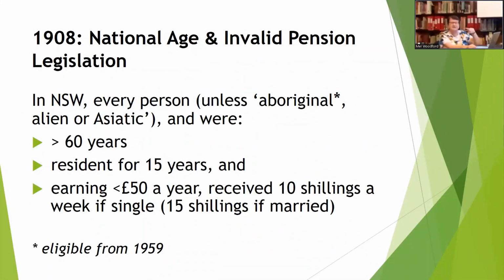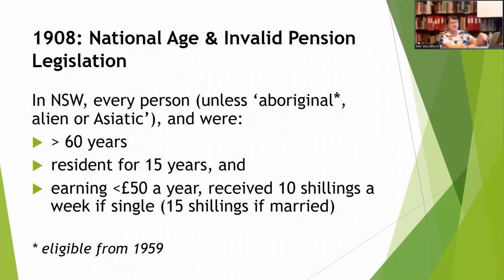But can I just say, not everybody was equal. In 1908, we actually had national age and invalid pension legislation. But for example, in our state, every person, unless they were Aboriginal, alien or Asiatic, and were over 60 years, a resident of New South Wales for 15 years, and earning less than £50 a year, received 10 shillings a week if single and 15 shillings if married. And that was actually regarded as quite generous.